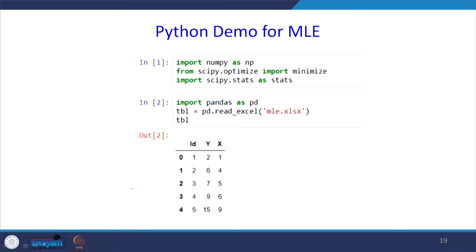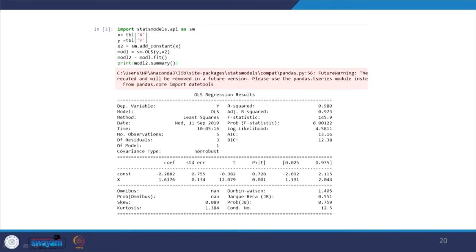I was importing the necessary libraries, import numpy as NP. You see that this is a new one: from scipy.optimize import minimize. I am going to import a function that will minimize a function. Import scipy.stats. So, I have imported the data. There is a y variable, the dependent variable, with 5 data points, and x is the independent variable. For this x and y, I have constructed a regression equation.